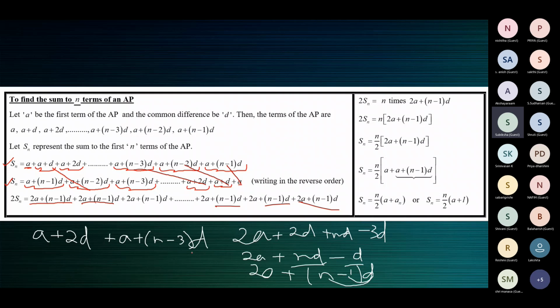A plus n minus 1 into D is the nth term. First term, second term, third term, nth term. That means there are n terms in the AP, which means the sum 2A plus n minus 1 into D happens n times. So twice Sn is equal to n times 2A plus n minus 1 into D.